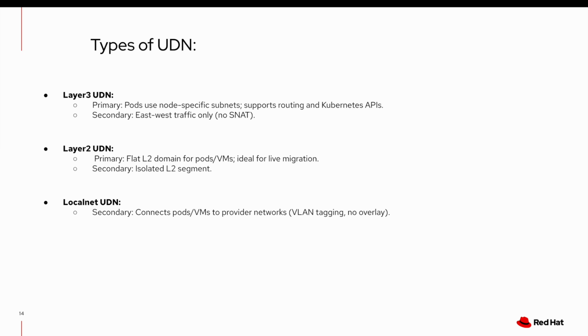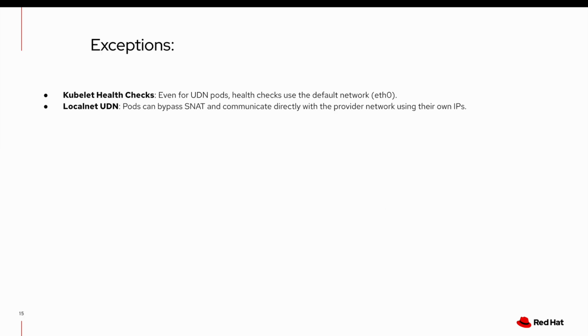Localnet UDN is only supported for the secondary role, and it allows pods to communicate with the provider network directly without SNATing at the node level, which is one of its exceptions as well.